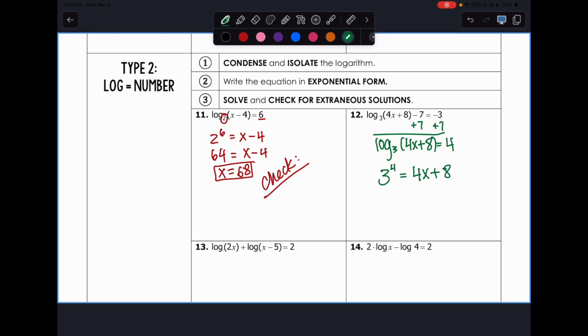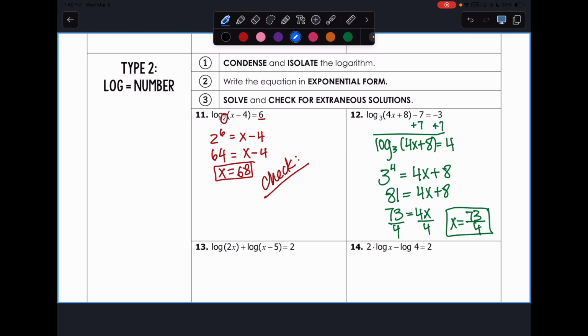That's why I made you guys practice so many of them for 6-4, because it's essential for you to know how to do this almost automatically from here to there in order for you to solve for x. Okay. So 3 to the 4th power is 81, 4x plus 8, subtract 8, 73 equals 4x. Divide both sides by 4. x equals 73 over 4.